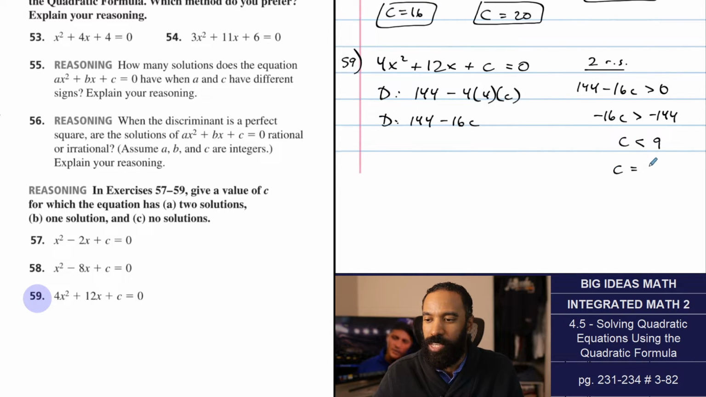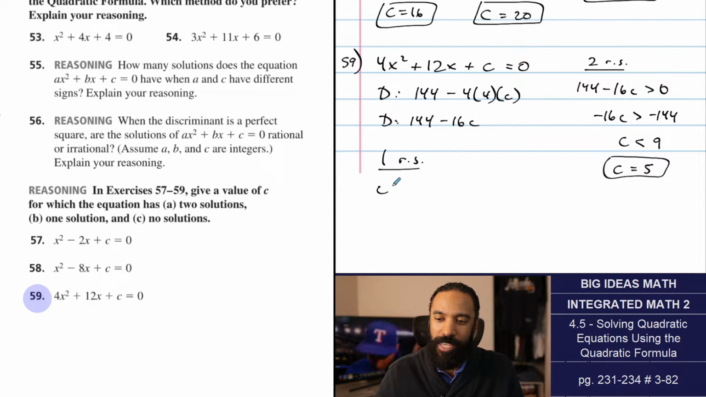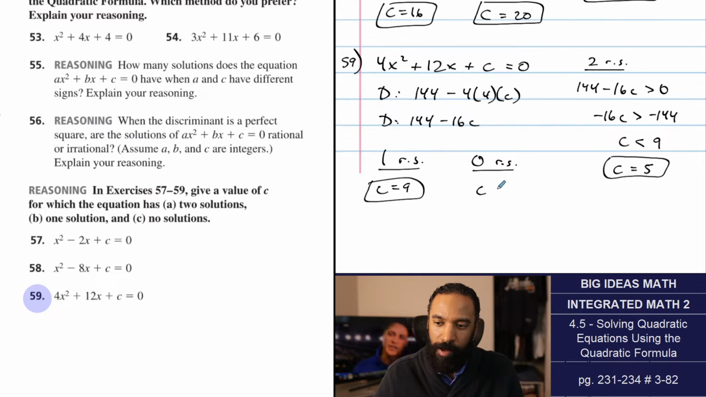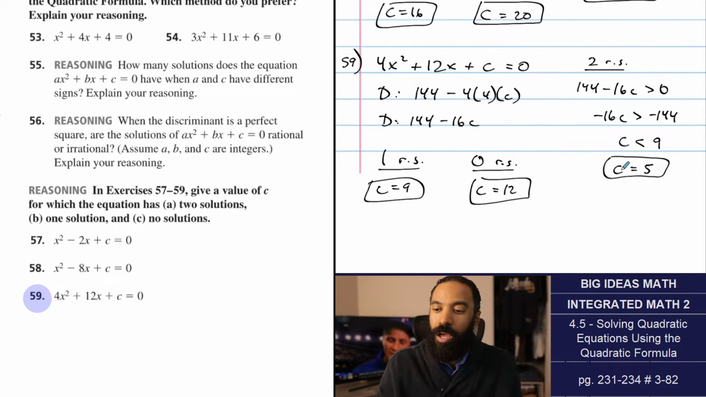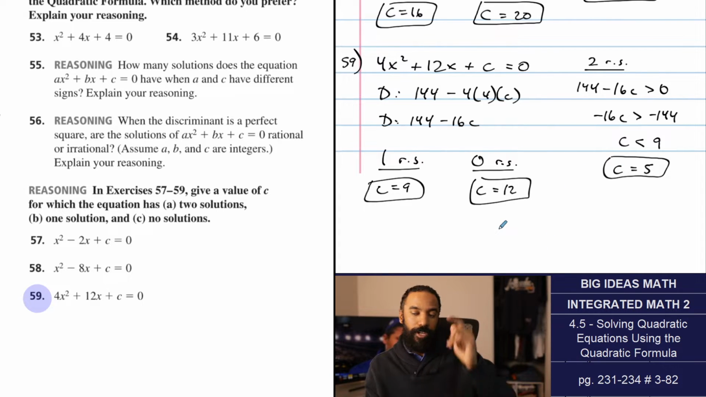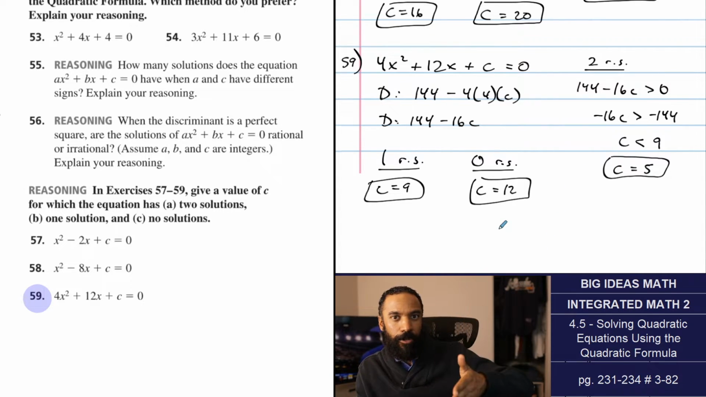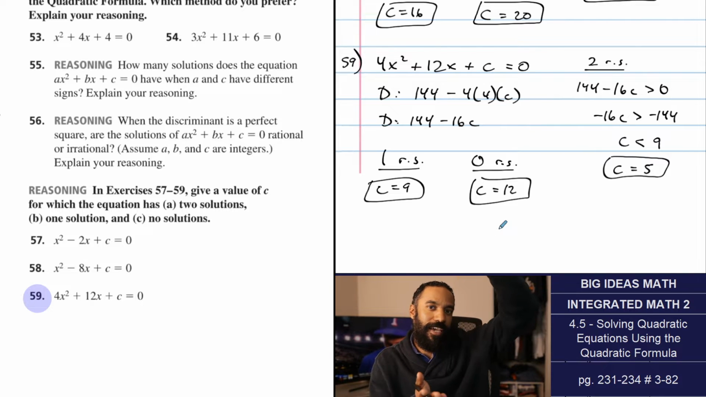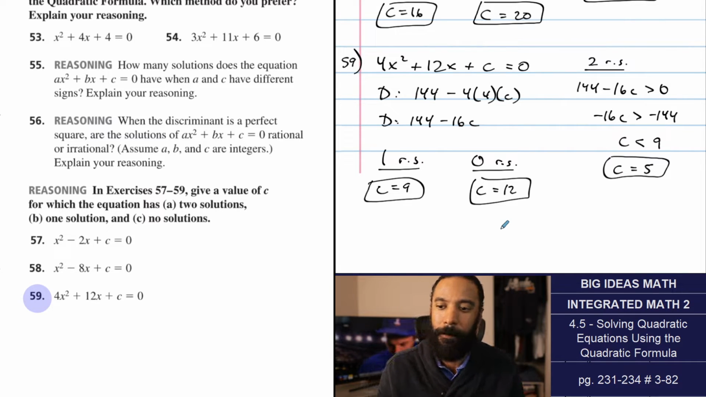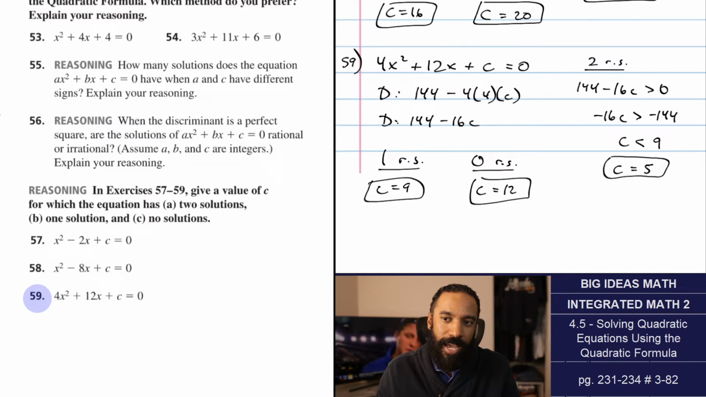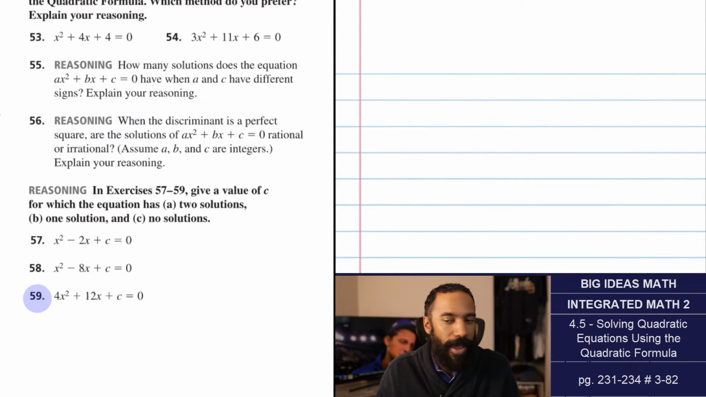So we could say c equals 5, for example. For one real solution, this is very scattered work, I know, c would have to equal 9. And for no real solutions, c would have to be more than 9. So how about c equals 12? Now it's basically doing a shift of your numbers, shifting it higher or lower: high enough that it goes above the x-axis, just enough that it hits it, or low enough that, yada, yada, yada. All right, let's keep moving forward.